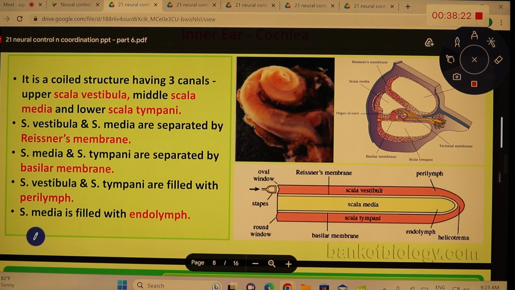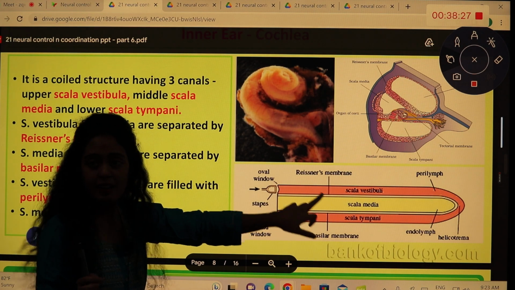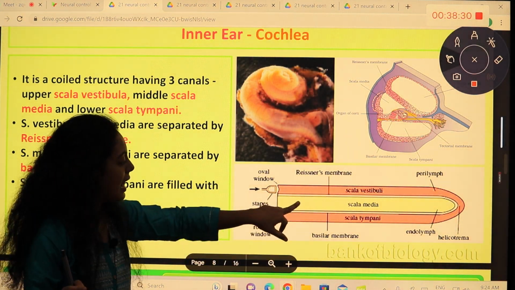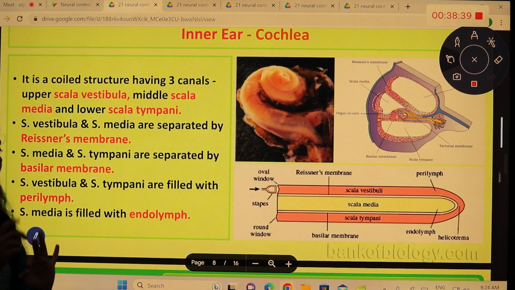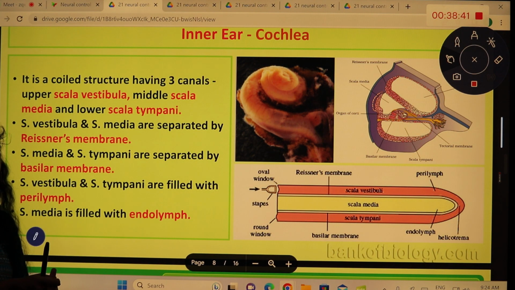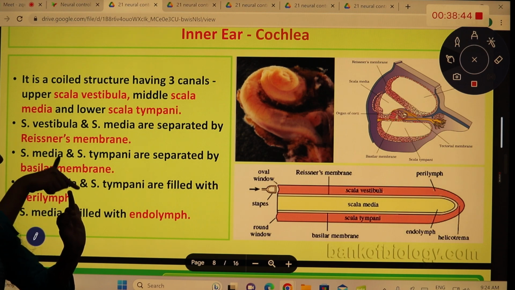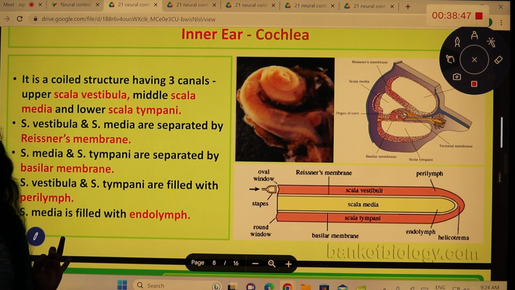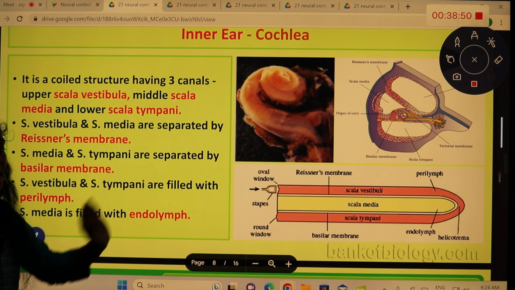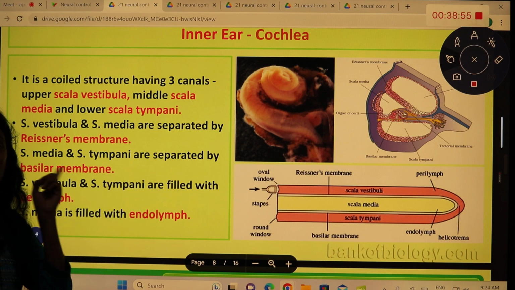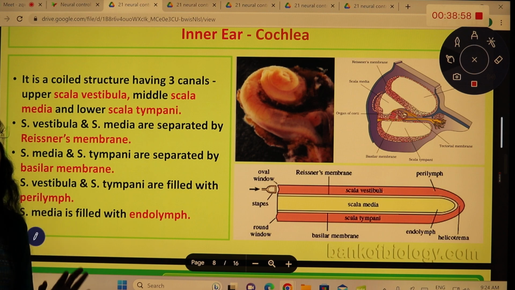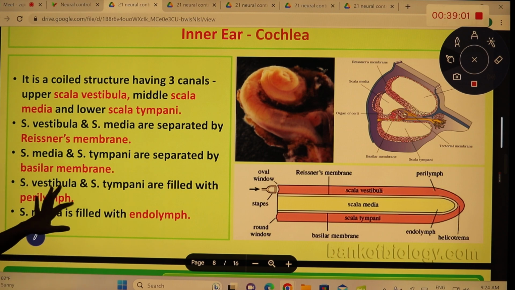Now the scala vestibuli and scala tympani are filled with perilymph. You can see this pink color. Pink color is perilymph, and scala media is filled by endolymph. I repeat, your cochlea is made up of three canals: scala vestibuli, scala media and scala tympani. Vestibuli and media are separated by Reissner's membrane, and tympani and media are separated by basilar membrane. Vestibuli and tympani are filled with perilymph. Media is filled with endolymph. That's it. 4 or 5 points you can remember.